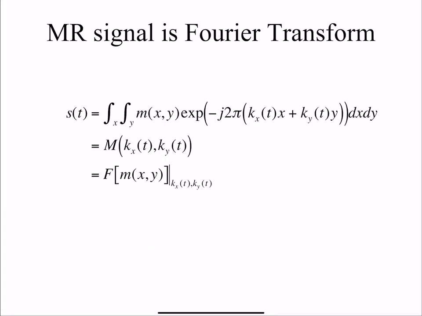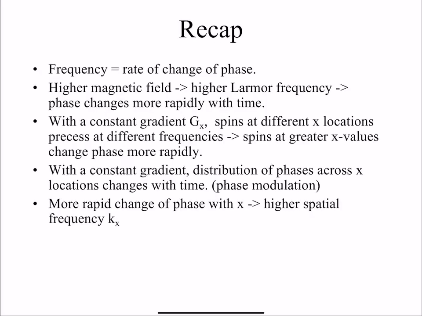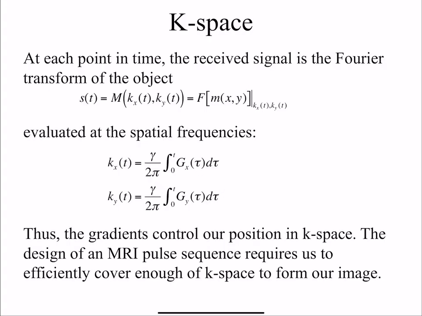So basically, that's just summarizing here. The MR signal as a function of time is just the Fourier transform of my object. So just to recap, frequency is the rate of change of phase. With the gradient, we can make spins at different locations spin at different frequencies so that they're going to accumulate phase in different ways. And that's what allows us to do the Fourier transform.